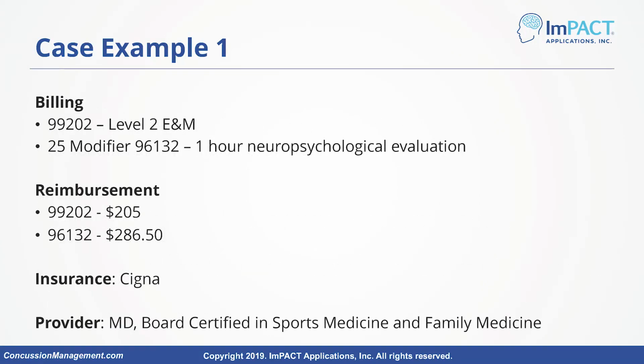So this was billed at a 99202, which is about a 20-minute E&M with a 25 modifier, 1 hour of neuropsych testing, and the reimbursement for that was $205 for the 99202 and $286.50 for the neuropsych testing for an hour. The insurer in this case was Cigna, and the provider was a medical doctor, board certified in sports medicine and family medicine.